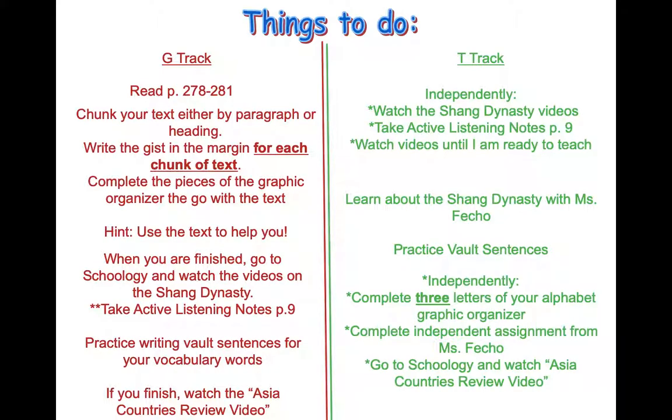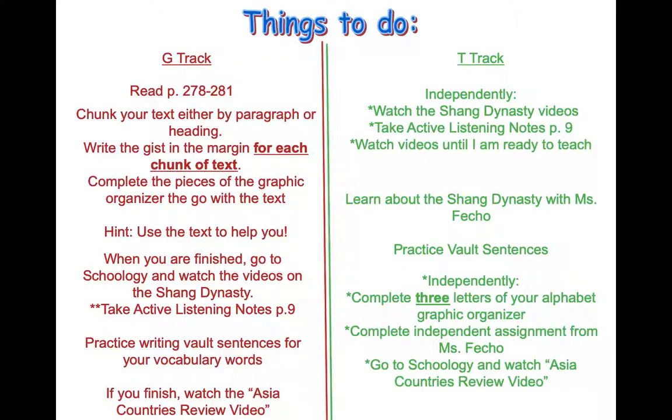class. So then after you do that, G-Track, you want to go to Schoology into the Shang Dynasty folder, watch the 2 videos, and take active listening notes on page 9. Always practice writing vocabulary vault sentences. That's how you study vocabulary for 6th grade social studies. It's not enough anymore to just do the flashcards. And you can watch the Asia Countries review video when you're 100% finished with all of that work.